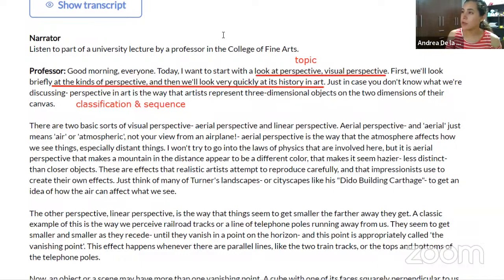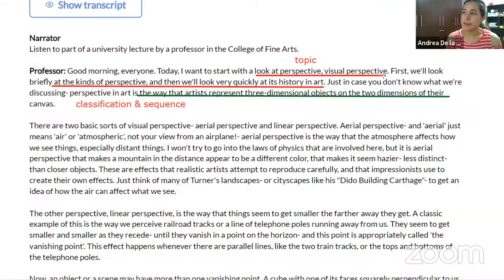What else? They gave you a short definition of the topic. So just in case you don't know what we're discussing, perspective in art is the way that artists represent three-dimensional objects onto the two dimensions of their canvas. That is way important as well. That's really important as well. That's way more important than other things.